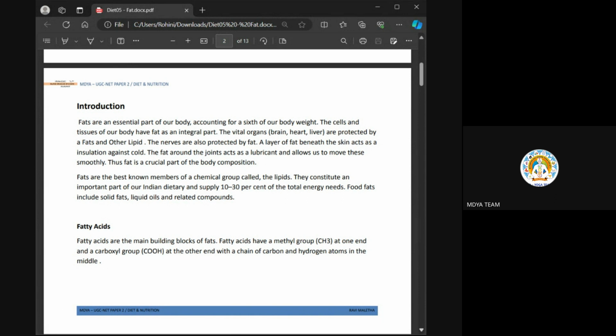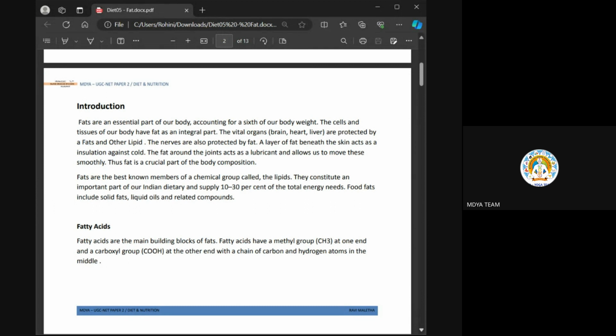The term fat also includes oil, which is greasy and insoluble in water. Fats are the best known members of a chemical group called lipids. So lipids, fats, and oils are under the same category. They constitute an important part of our Indian diet, and around 10 to 30% of our total energy needs are supplied by fat. In the food we eat, fats include solid fats, liquid oils, and other components also.